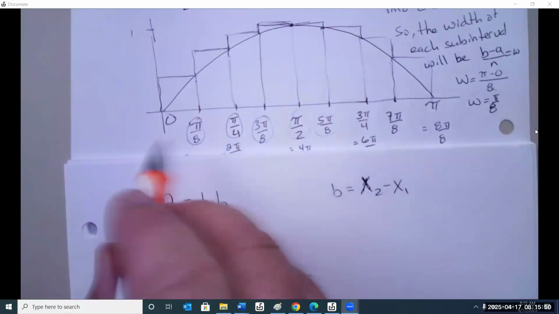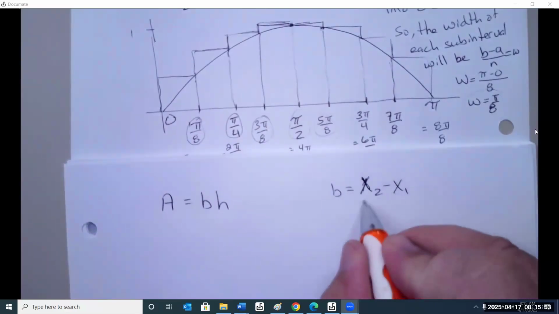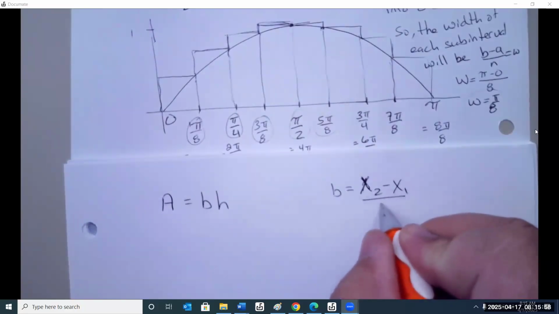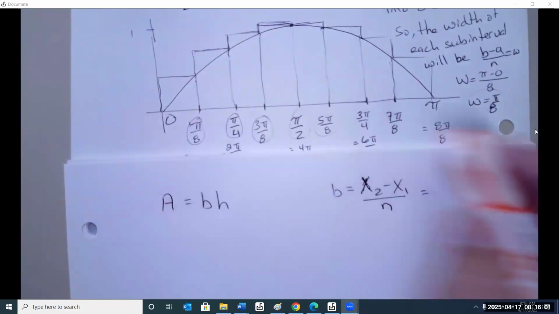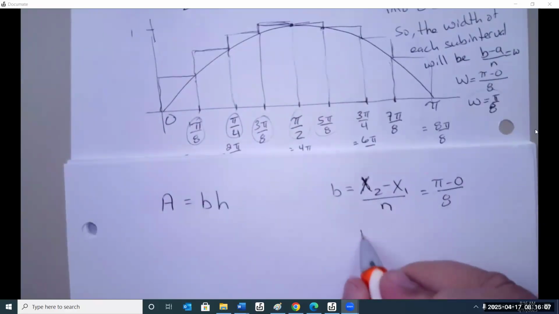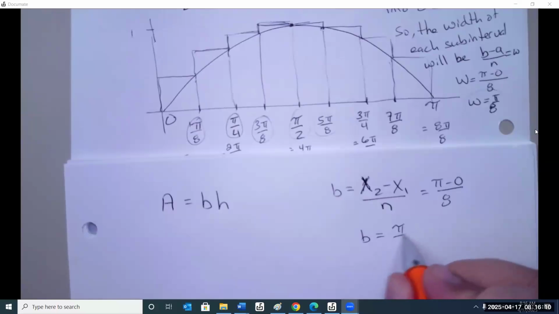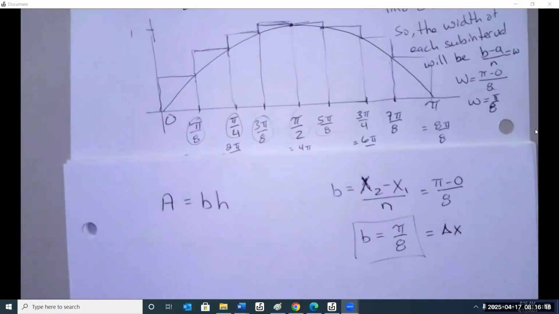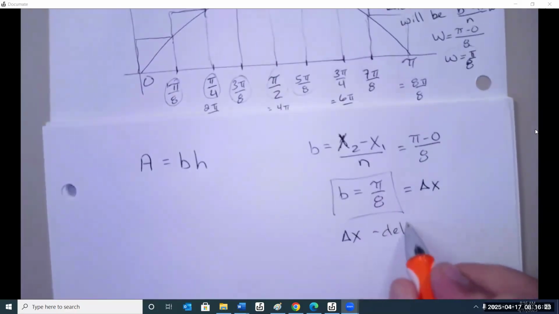But since we wanted each one of these to be the same, we took x2 minus x1 over n, because we wanted 8. So we had pi minus 0 over 8. So our base is uniform throughout. We can also call it delta x if we want, which simply means x2 minus x1.